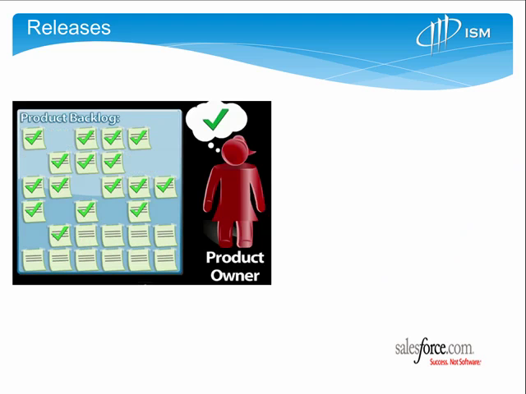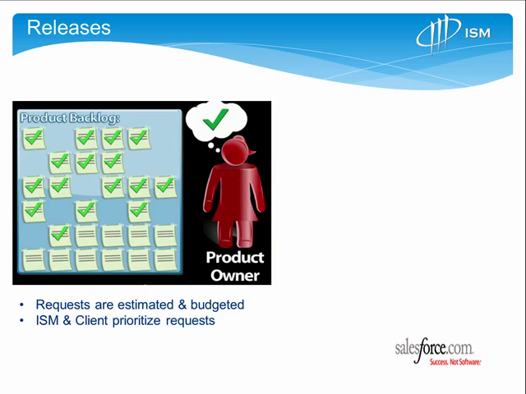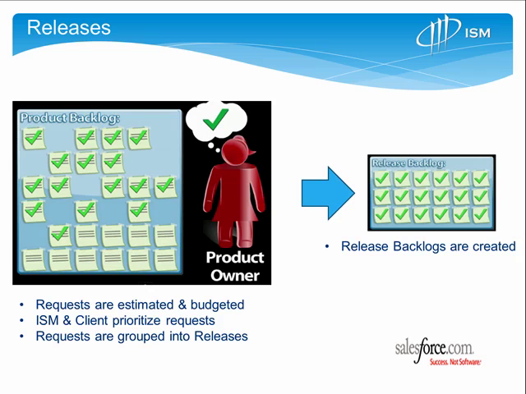Now, requests are then grouped into what we call releases. Inside of this request concept, requests can be estimated and budgeted. We work with our client to prioritize those requests and identify which ones have the biggest impact. Requests are then grouped into releases, which can then be added to what we call the release backlog.